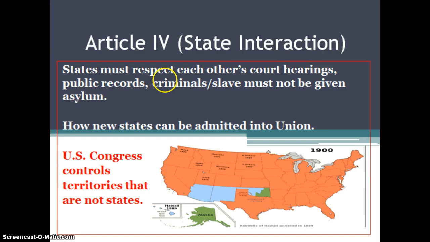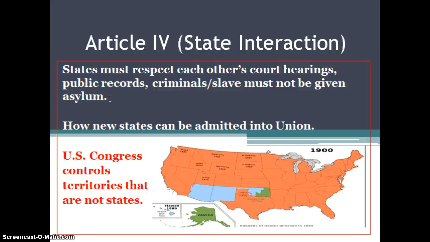Article 4 says that each state must respect each other's court hearings. So again, the states have the power to make most laws as long as they don't conflict with the Constitution. So this says that each state has to respect the laws of other states, meaning if there are public records, if there are court hearings, if there are criminals, or even as it was, slaves who escape and seek asylum or freedom in another state, those states must return those criminals or slaves to the appropriate state, even if that state doesn't respect that law.